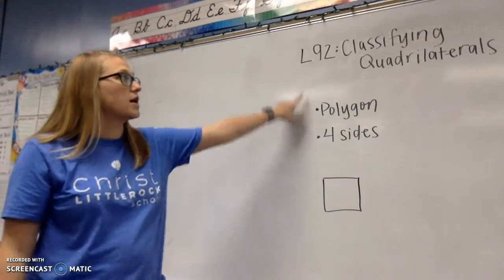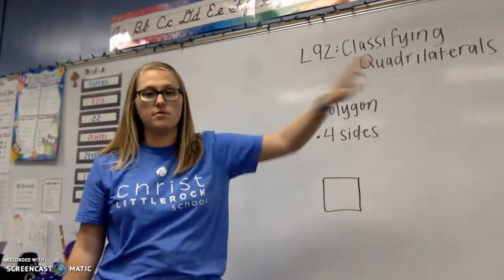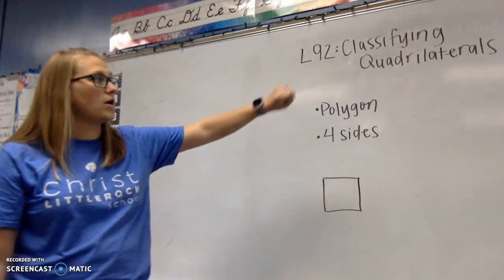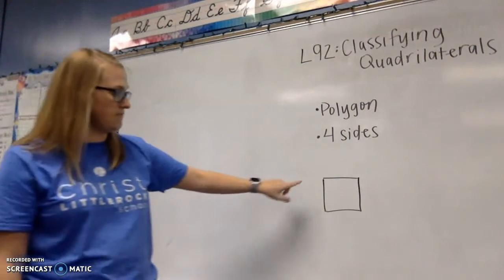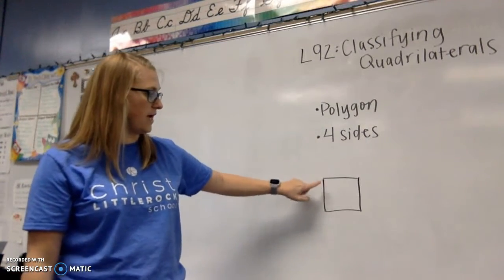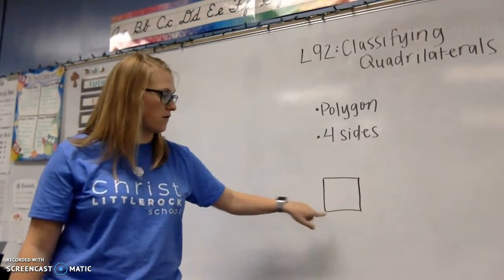Okay. A quadrilateral, remember, quad means four. So our quadrilaterals are going to have four sides and four angles. So we have one, two, three, four sides, and then we have four angles, which means we have four vertices.